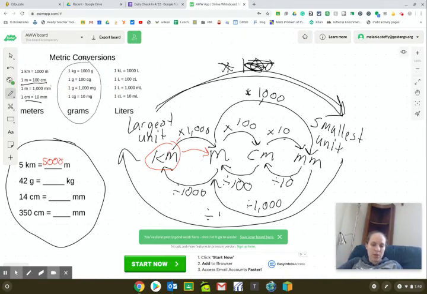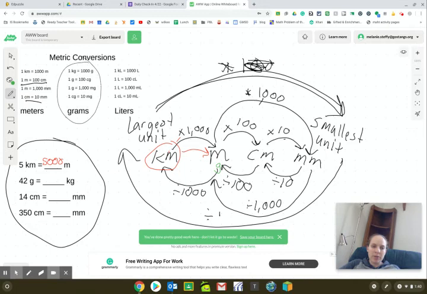So if I have 42 grams to kilograms. Now remember, I said that instead of just using meters, you can also use this as grams and liters because it's the same thing. You're just changing the type of measurement you're doing. So in this case, if I'm going from grams to kilograms, you can see that I'm going from a smaller unit to a larger unit. So I'm dividing by 1,000. Well, when I divide by 1,000, I need to move my decimal point 3 places to the left. So this is 42 thousandths of a kilogram.